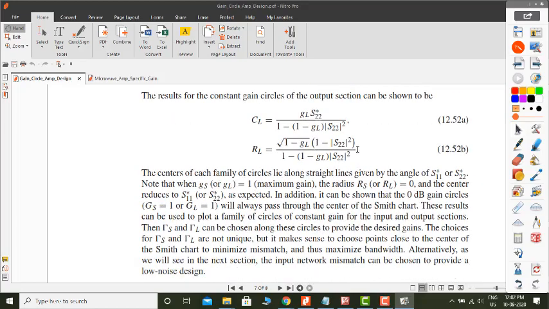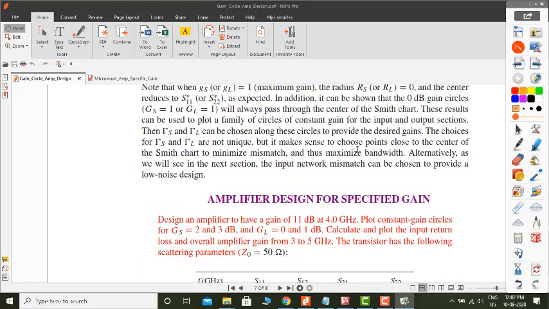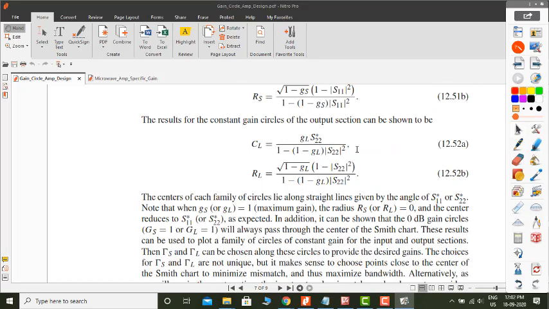With this, we can finish it today. The design we will be discussing in the next class.